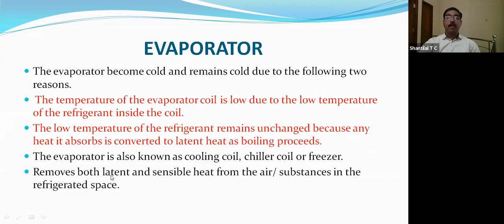In the evaporator, both latent heat and sensible heat of the air or substance in the refrigerated space are absorbed. For example, in a refrigerator, when we insert some products, fruits or vegetables, brought from outside to inside, that raises the temperature. That is sensible heat. For example, 30 will change to 31, 32, 33. Afterwards, it will come down also: 32 will change to 30, 28, 27, like that.